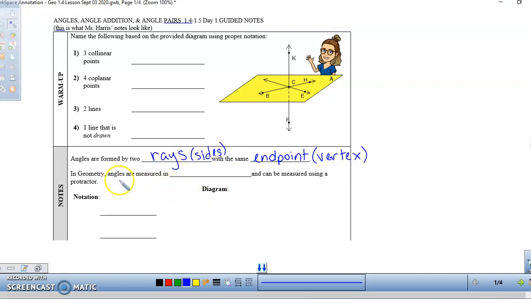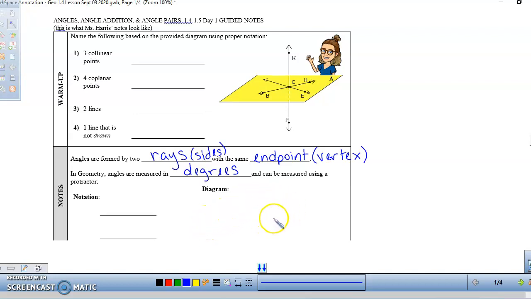Okay, and in geometry, angles are measured in degrees and can be measured using a protractor. We are not going to learn how to use a protractor. You've probably done it a couple of times in the past, but we are going to skip that.